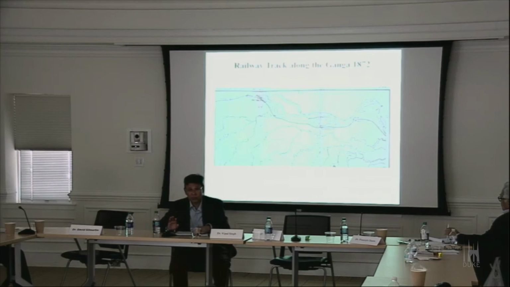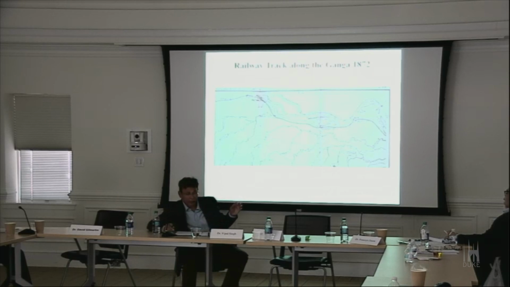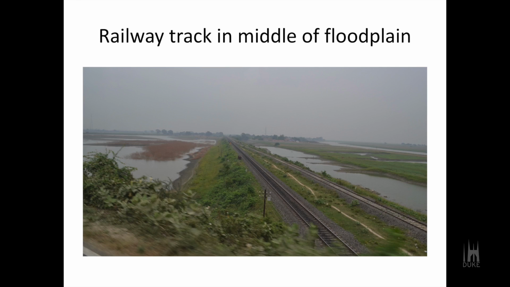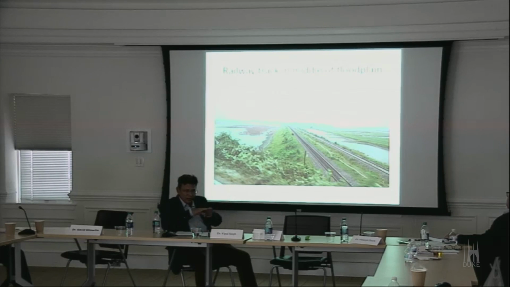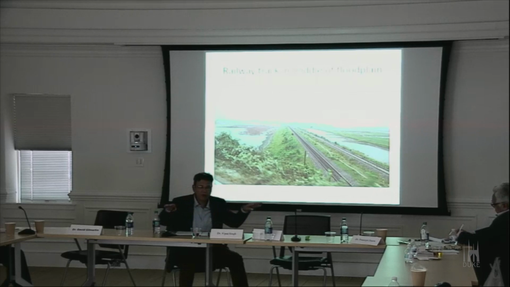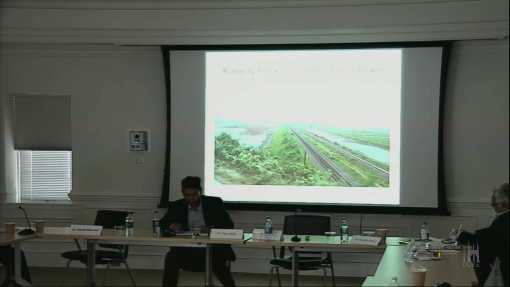Now, of course, the railway line project was successful, and you can see, this is a modern railway line which is going in between the floodplain of Bihar. So it's actually obstructing the full flow of the river.